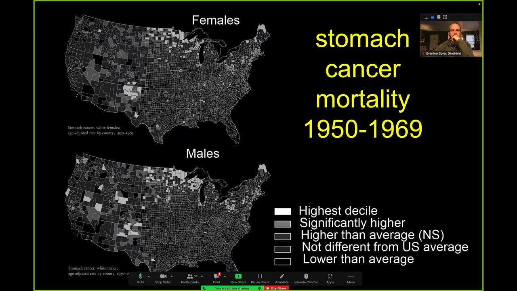So for example, in this case, stomach cancer from 1950 to the time we sent the Apollo up to the moon. And the idea here is just looking at this map, we can see some clusters, right? We can see there's this pale cluster up here kind of by the Great Lakes, and then out here in the Southwest with women, but not, and kind of with men, but not quite the same. And the clustering is a little bit different with men.